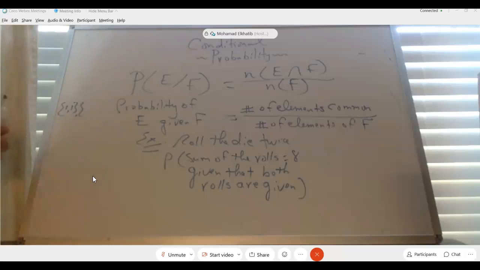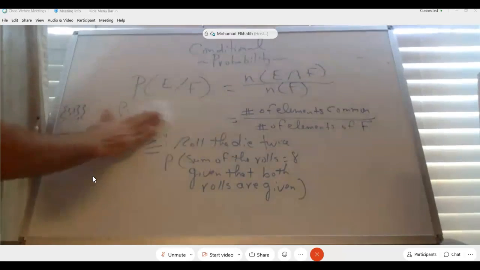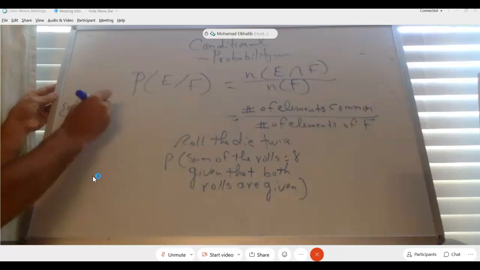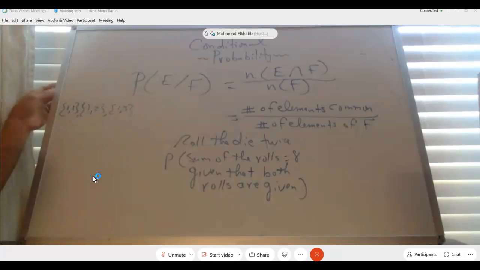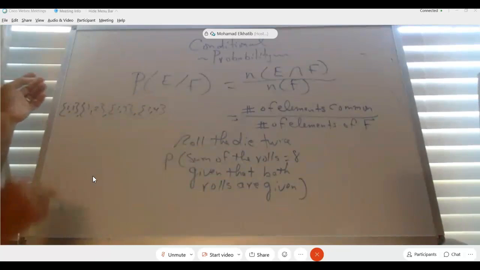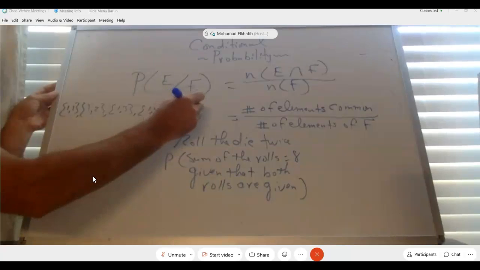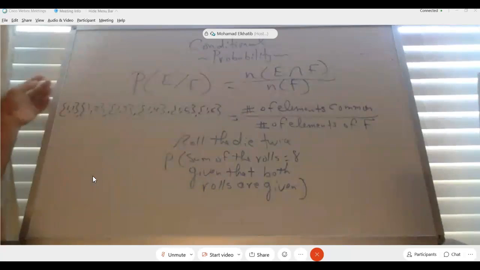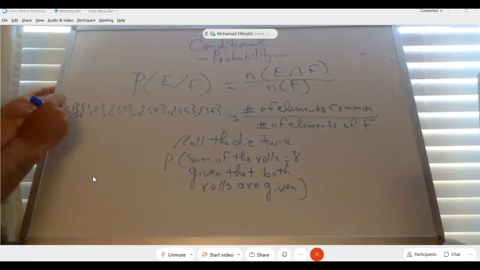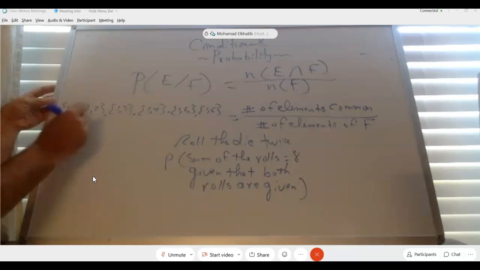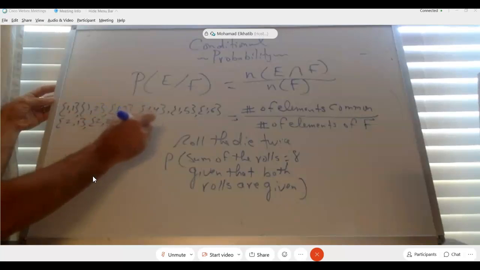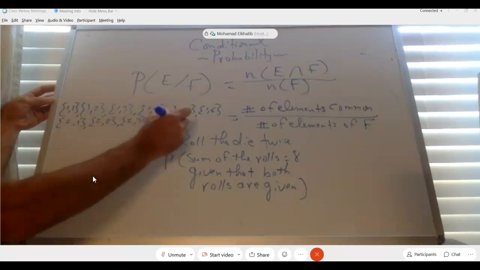Let me erase this formula here. I might get 1, 2, 1, 3, or 1 and then 4. Remember, I'm rolling it twice. 1, 5, or 1, 6. I'm done with everything that starts with 1, or I might get 2. Let me start with the 2. I might get 2, 1, 2, 2, 2, 3, all the way to 2, 6.